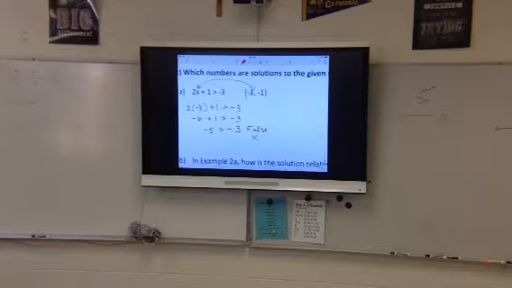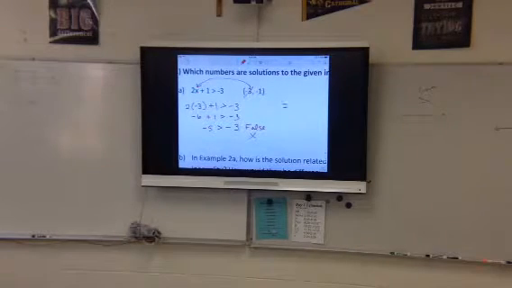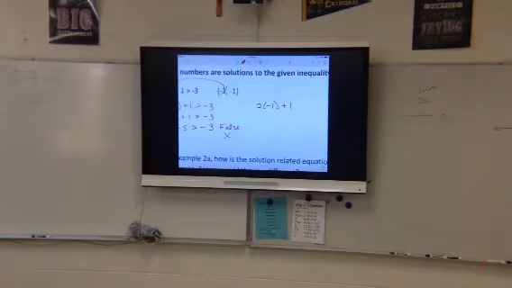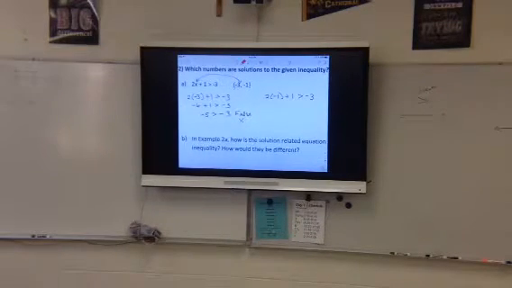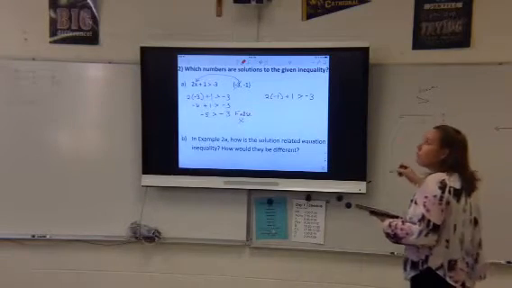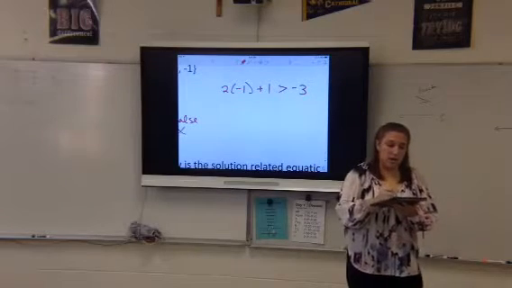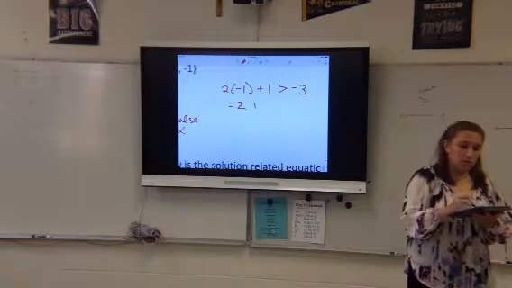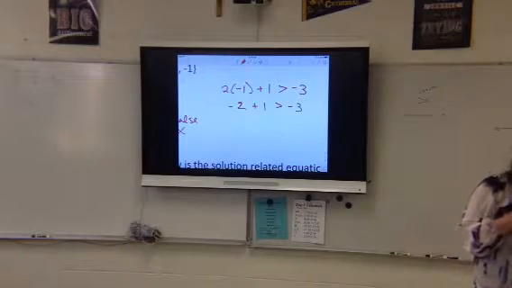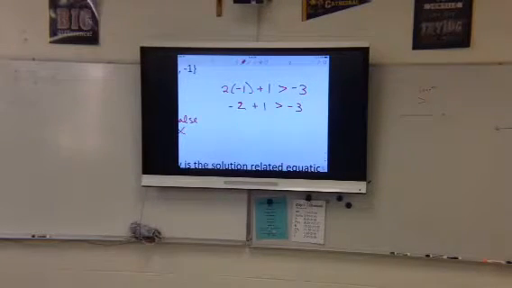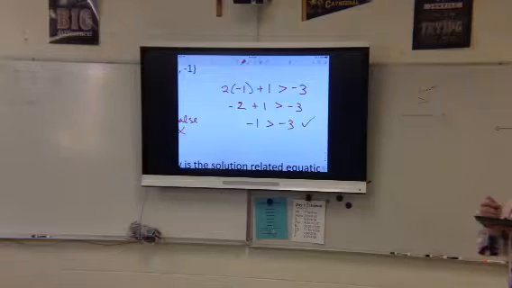Now we're going to do the same thing with -1. So 2 times -1 plus 1 is greater than -3. What is 2 times -1? -2. So -2 plus 1 is greater than -3. What's -2 plus 1? -1. So is -1 greater than -3? Yes. The alligator's eating the bigger number here, so this works, or this is true, however you want to think of it.